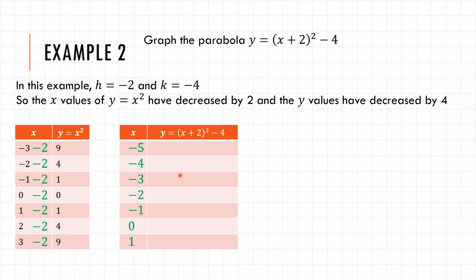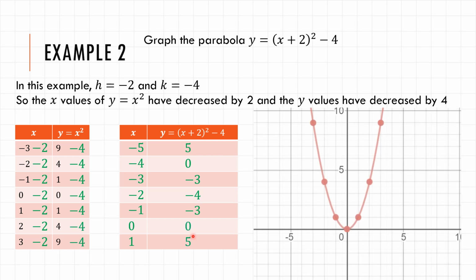For the y coordinates, all of those have decreased by 4, so I can take all of these and subtract 4 from them. 9 minus 4 is 5. 4 minus 4, 0. 1 minus 4, -3, and so on and so forth for every single y coordinate. And so my quadratic, this is the original quadratic, y equals x squared. Where has it moved to now? It has moved to the left 2 units and down by 4 units. And so here is where we find it.